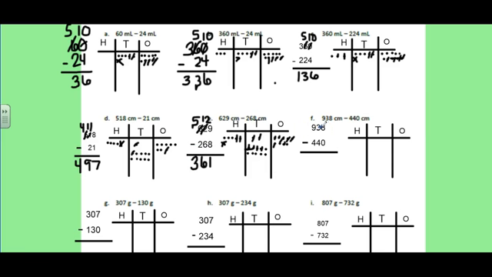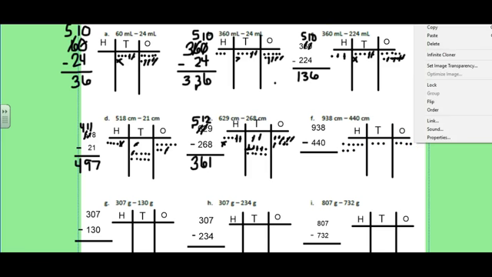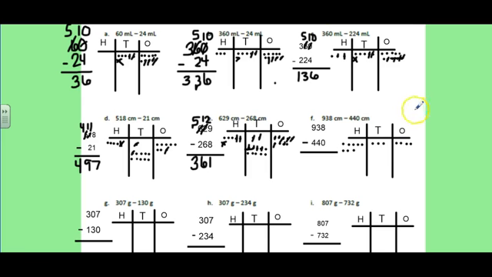Okay, moving on to the next one, 938 minus 440. I'm going to put 9 hundreds in the hundreds place on my chart. I've got 3 tens, and then I've got 8 ones. Okay, so the first step is to take 0 ones away from 8 ones. So we can definitely do that because we don't have to take away anything. So in our ones place, it stays 8.